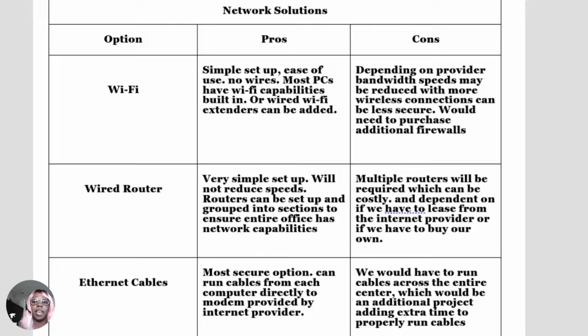The last option I have included is for Ethernet cabling, which would run directly from the modem supplied by our internet provider. This would be the most secure option, as these modems have built-in firewalls. But this option would require running more cables across the entire floor or the building, which would be an additional project in itself. I have included a more detailed PowerPoint presentation that goes into more details for everyone to review.